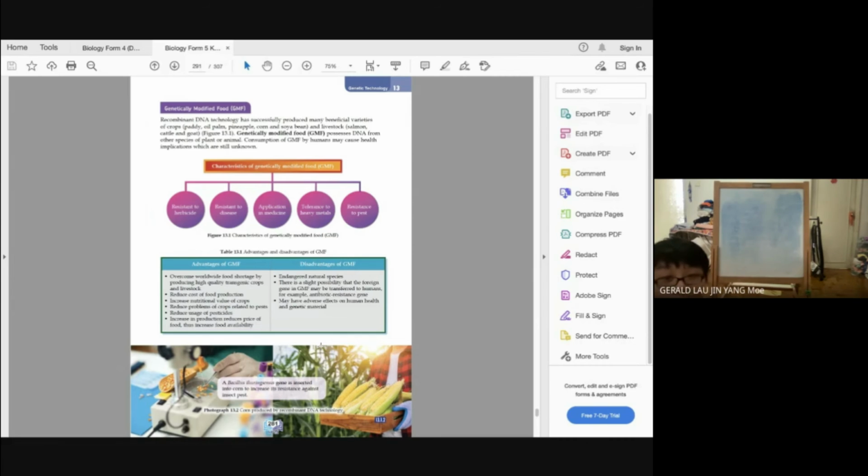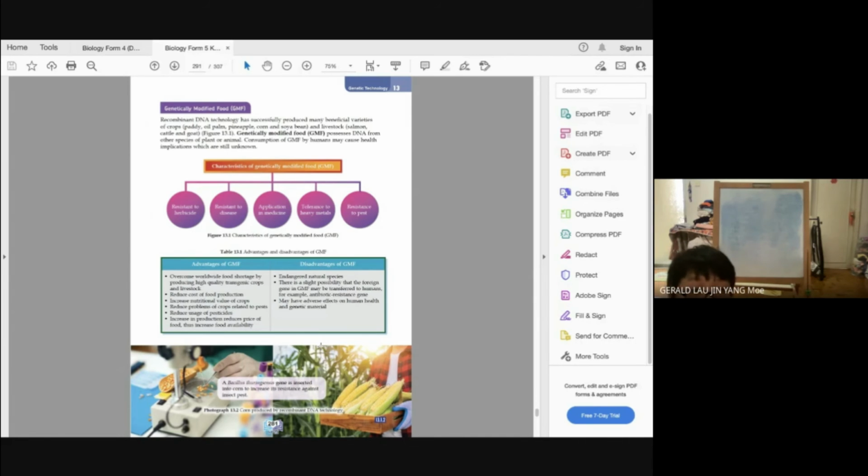But the disadvantage, of course, is that it can endanger the natural species because everything is really artificial. You don't have natural anymore. Also there is a possibility that the gene in GMF can be transferred to humans, for example the antibiotic resistant gene. If you eat too much of these manufactured GMF, then maybe you will have disease or adverse effects on human health and genetic material.